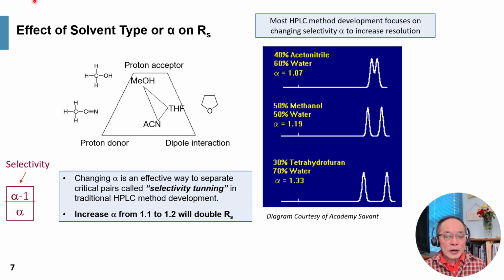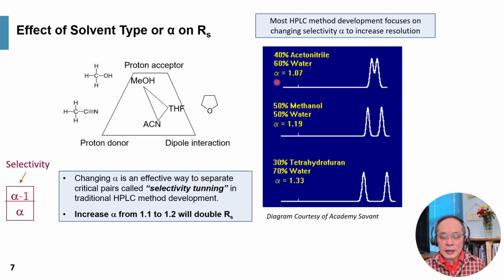In this slide, we illustrate the effect of solvent type on resolution. To illustrate changing selectivity by using different mobile phase B, the three common ones are methanol, acetonitrile, and possibly also THF. They have different solvent properties leading to different selectivity. Note the selectivity factor is alpha minus 1 over alpha. And alpha is always pretty close to 1 because we're looking at two components of close retention factor.